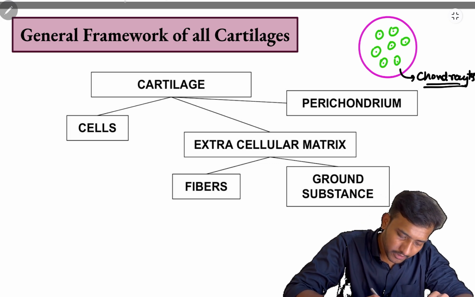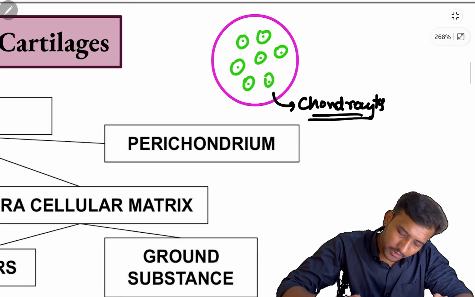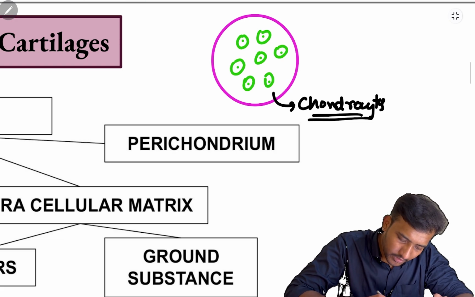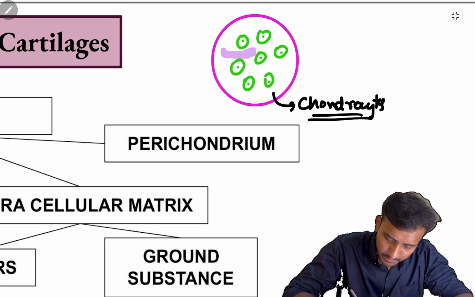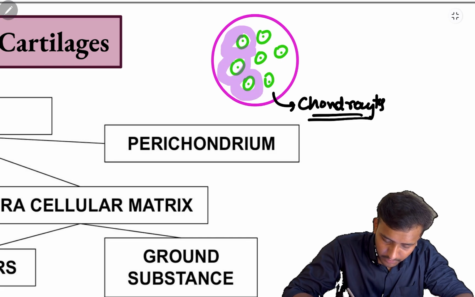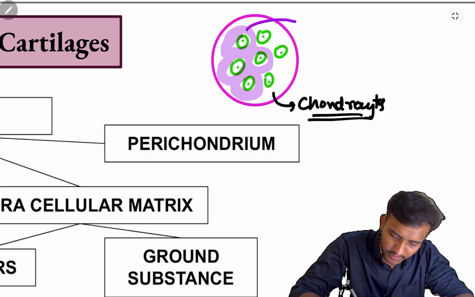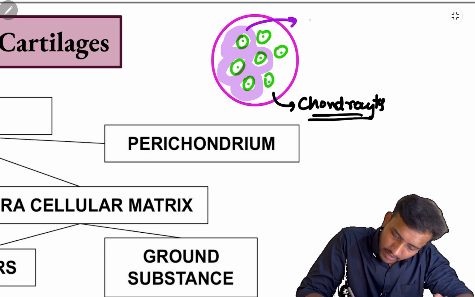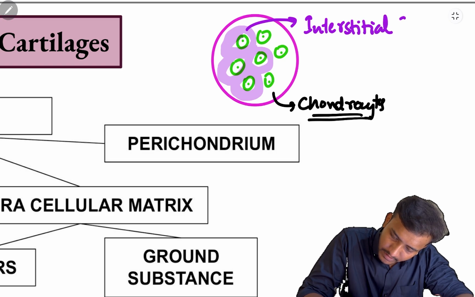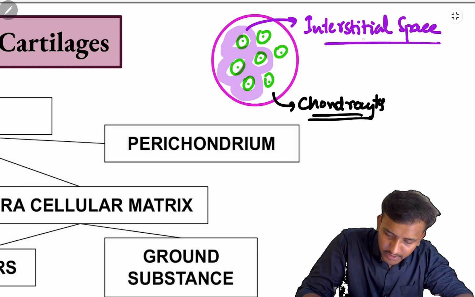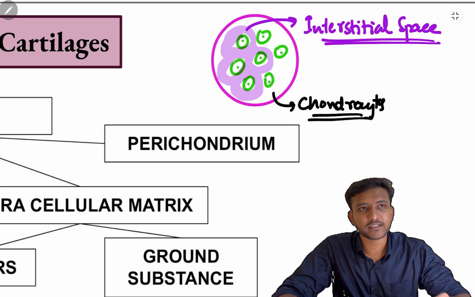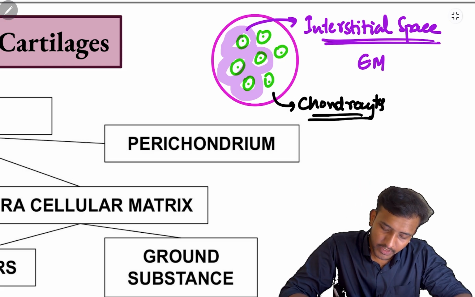Now remember this particular thing over here, observe this. Now you have chondrocytes, right? In between the chondrocytes, you have a certain space over here, right? All this space between each of your chondrocytes. What is this space called? This space is called interstitial space, right? Interstitial space. Now this interstitial space is not just a space, it's actually filled with extracellular matrix.